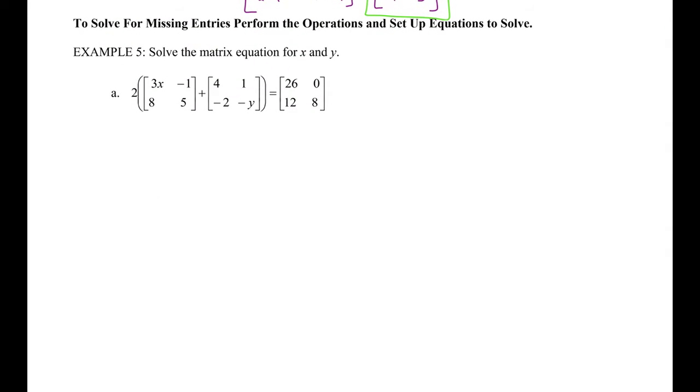Last thing we're going to look at is example 5, which is going to show us how to solve the matrix equation for x and y. We are going to talk about this tomorrow in class as well, but we're going to get it started today. So the first thing that I'm going to do is simplify inside the parentheses. So if I'm adding common entries, I would get 3x plus 4 in the top left, negative 1 plus 1 in the top right, 8 plus negative 2 in the bottom left, and 5 plus negative y in the bottom right. And it's still equal to the same thing.